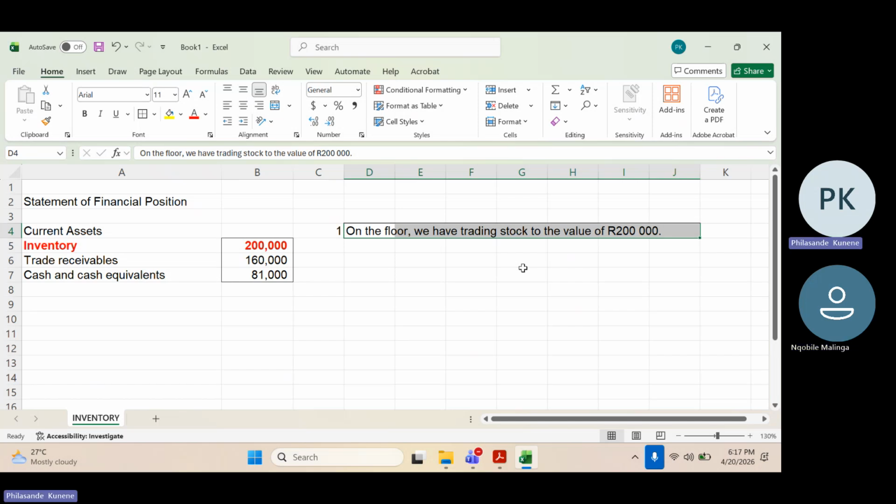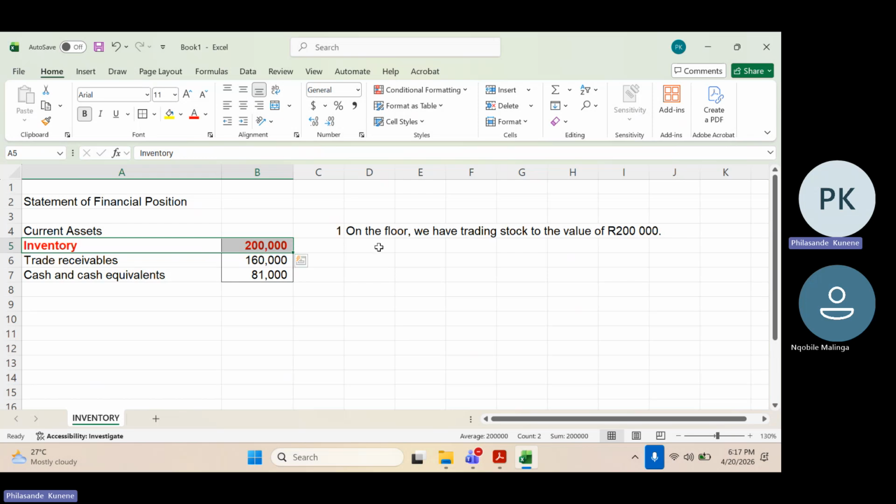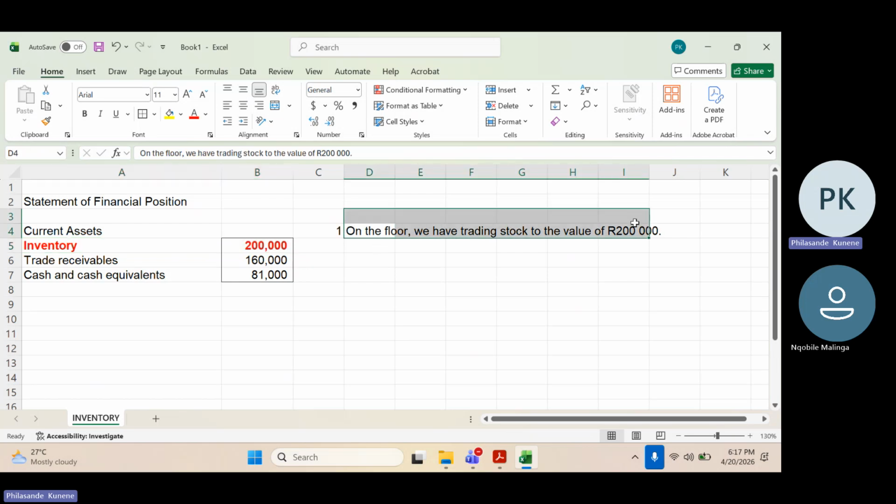This is the first thing these 200,000 tell us. This is something you need to understand because it's not just sitting there for no reason. Number one, it tells you that if I come to your business, because you recorded that you have 200,000 worth of stock, you can't tell me that the stock is not here, sitting somewhere. I need to see it, right? I need to see that stock.